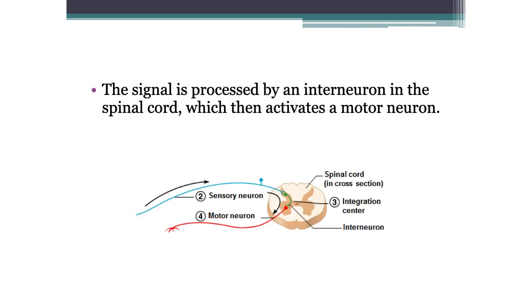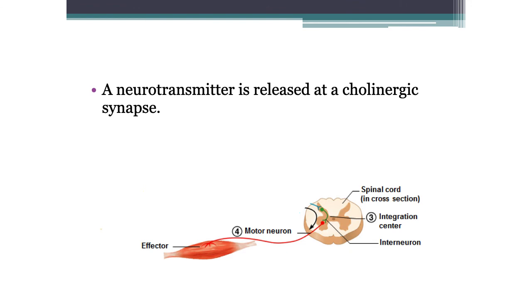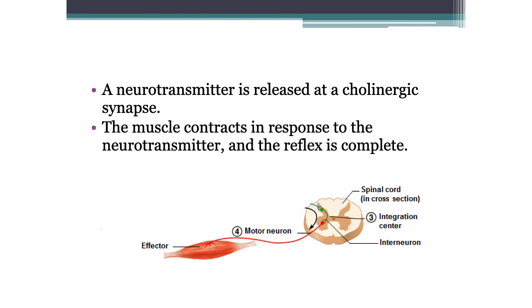And then the signal is processed by an interneuron in the spinal cord, which then activates the motor neuron. So it doesn't actually make it all the way to the brain. It goes through the spinal cord where the interneuron is, which keeps it going. All right? A neurotransmitter is released at the synapse, and the muscle contracts in response. So it's a cool way the reflex bypasses the brain.